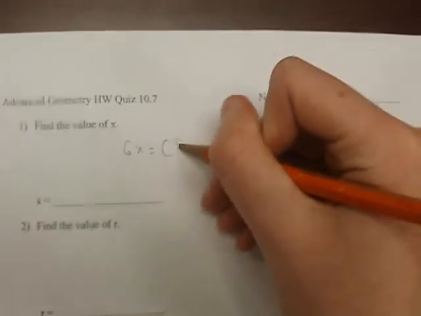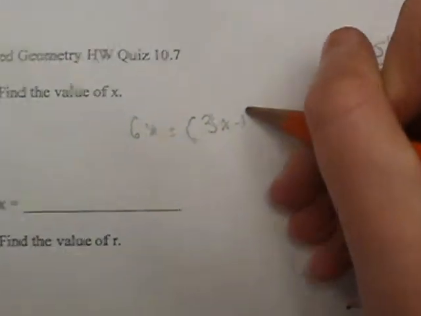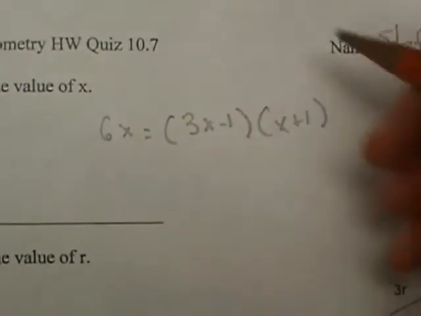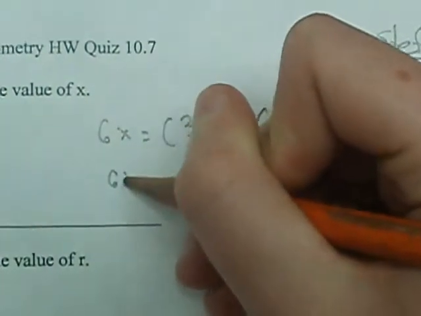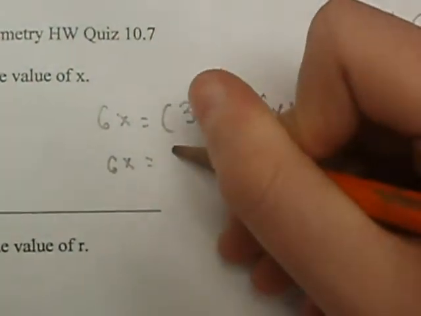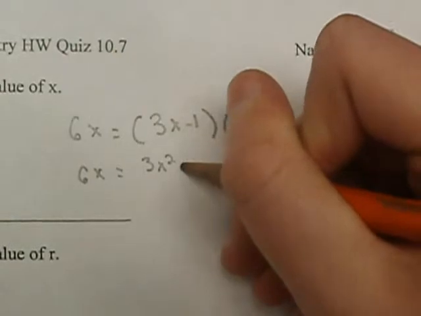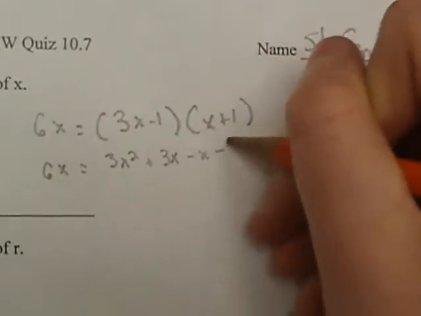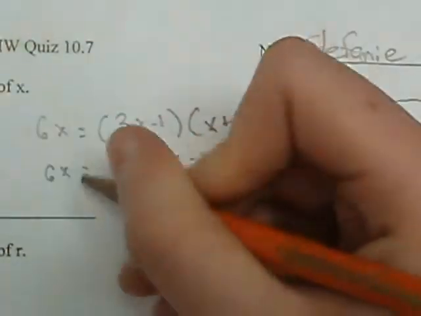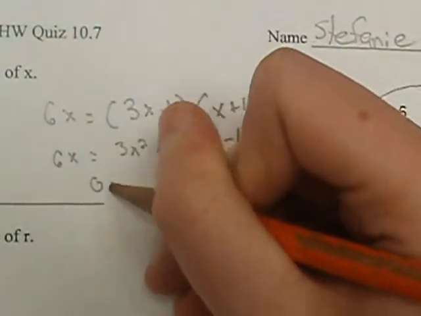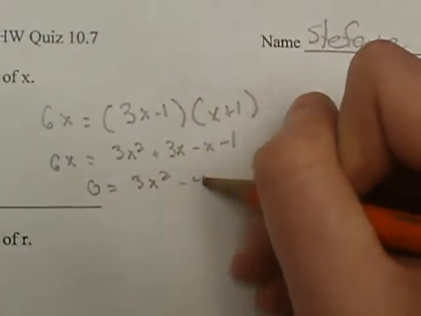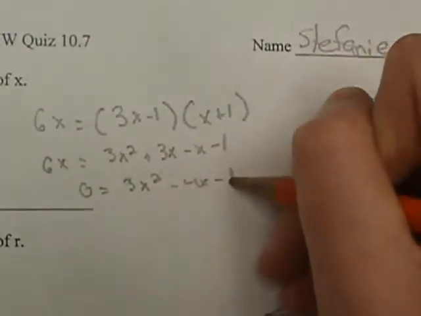For our first problem, we're looking for the value of x. We would set 6x equals 3x minus 1 times x plus 1. We would distribute that out. We get 6x equals 3x squared plus 3x minus x minus 1. Then we could factor that out, and we would get 0 equals 3x squared minus 4x minus 1.